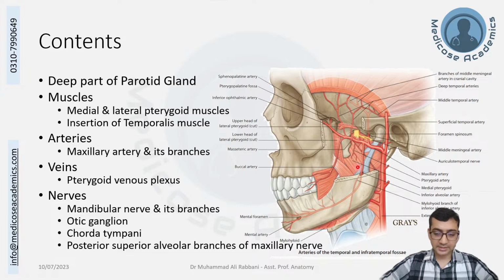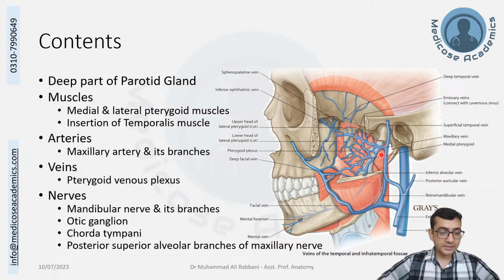I'm not going to tell you the branches in this particular slide. The veins, these veins are not as well defined as the arteries. They sort of jumble up, forming a large plexus known as the pterygoid plexus, and it is connected to the skull above, to the face and orbit in front, and back to the retromandibular vein through the maxillary vein. The point to be remembered is it is present around the lateral pterygoid muscle.